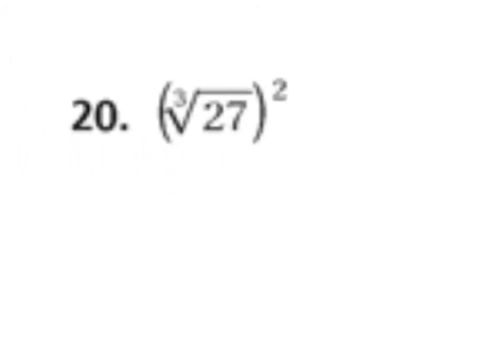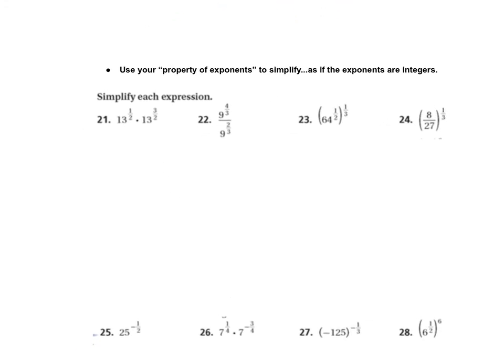Right? Let's try this one. All right, ready? 27, power on top, root on bottom. 2/3 power. Right? Kind of cool how that works out that way. Okay, let's look at the last bit.